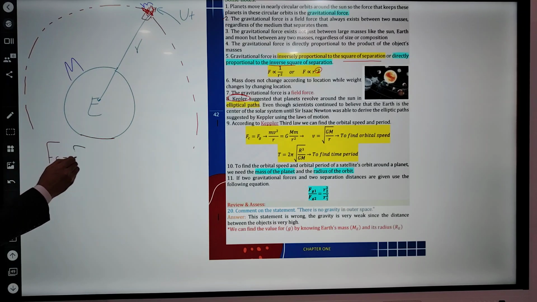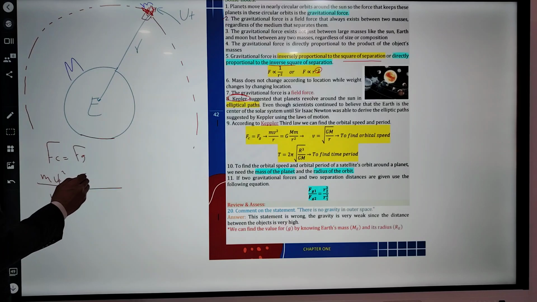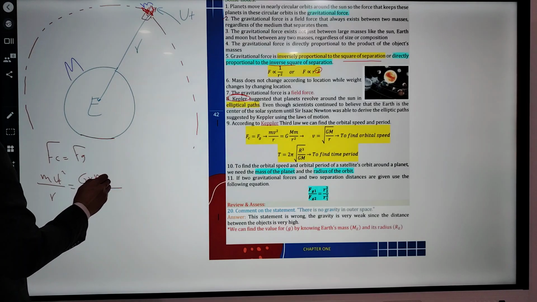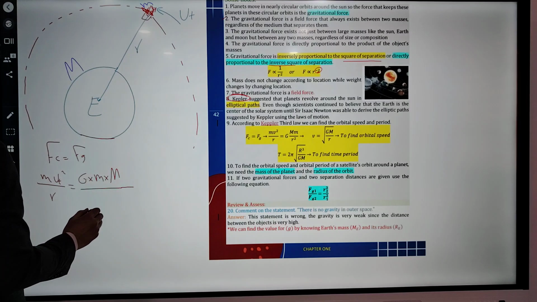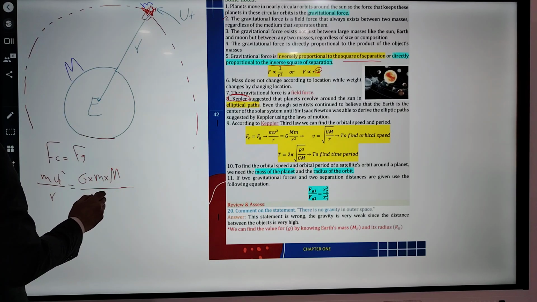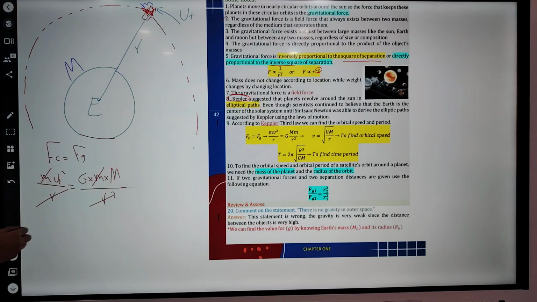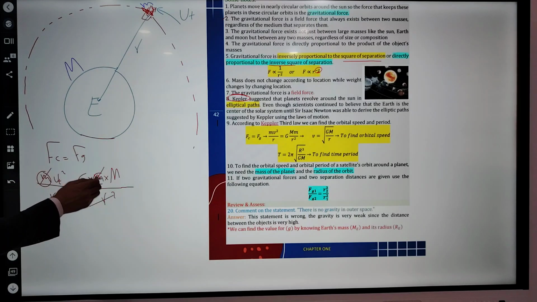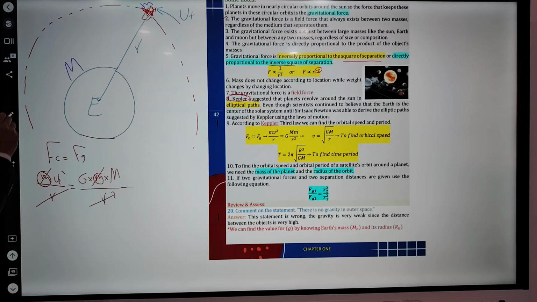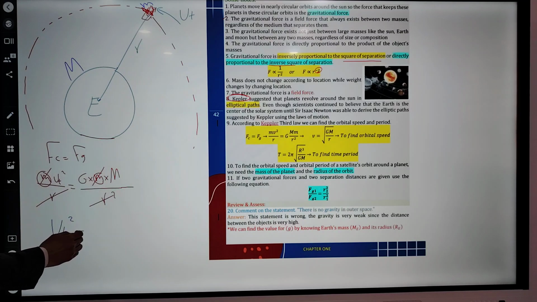Fc is provided by Fg. Fc is equal to m v_t squared over r, which is equal to G times m of the satellite times M of the Earth, the mass of the planet, divided by r squared. R with r cancels. The small m cancels; this is the mass of the satellite. What remains? Listen carefully, please. v_t squared remains here. This v_t is called the orbital speed.